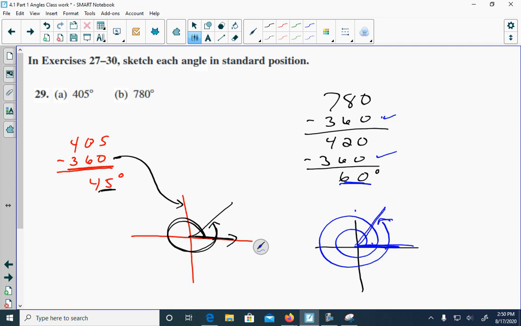So I'm going to have my terminal side in the first quadrant, and here's my angle. You must have both loops to get full credit because I need to show that 780 degrees made 2 trips around that unit circle before it stopped.